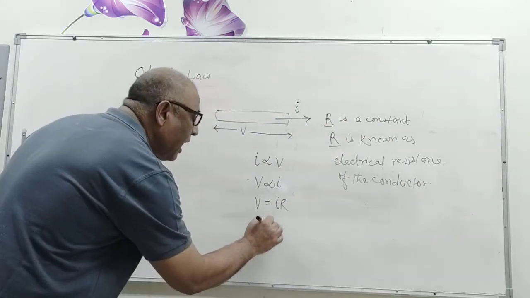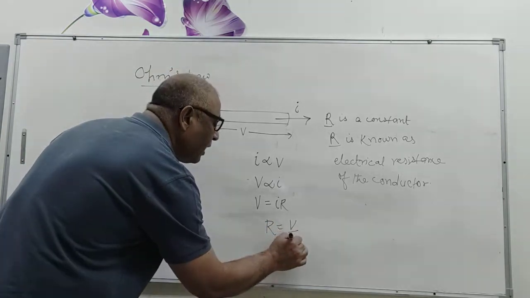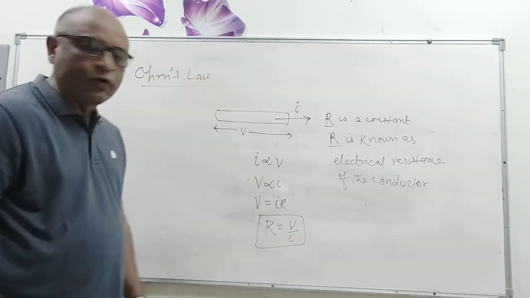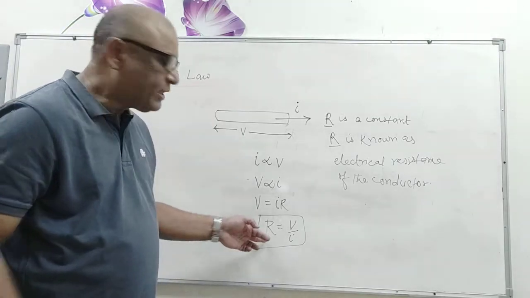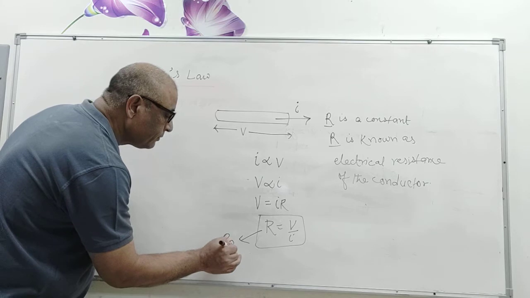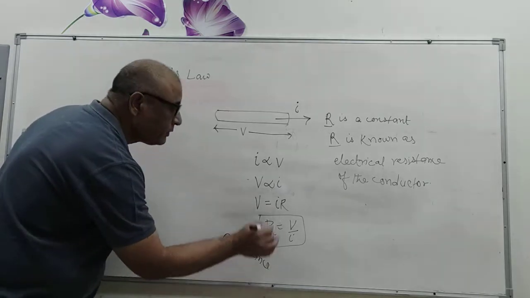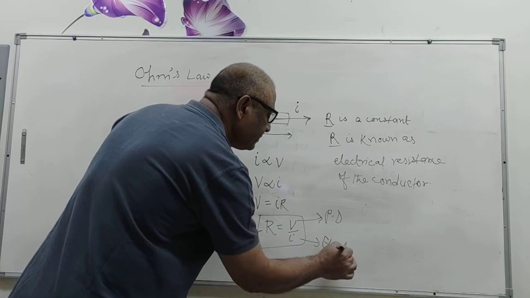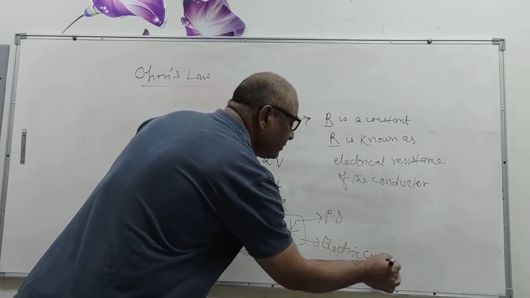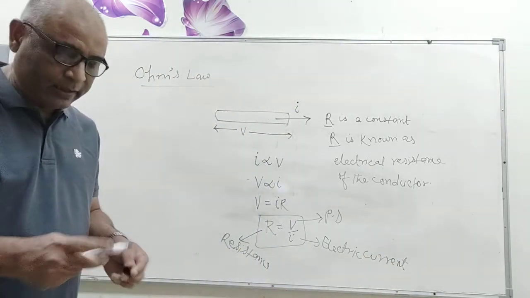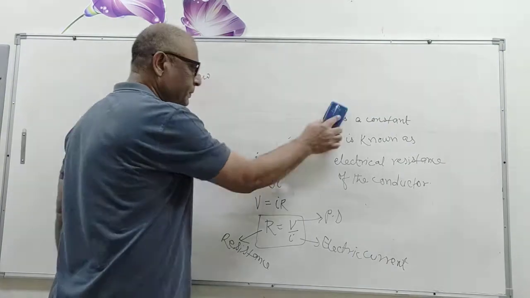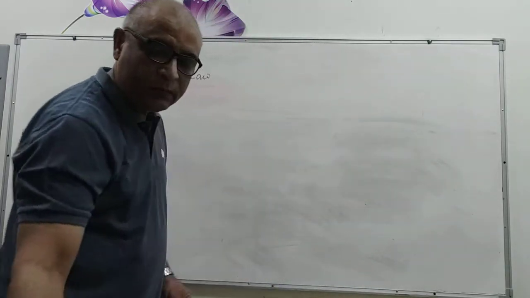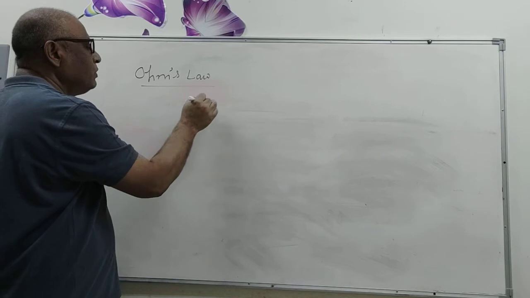Now here R equals V upon I. R equals V upon I. We get this mathematical formula from Ohm's law, where R is resistance, V is PD, potential difference, and I is electric current. Again I am writing here R equals V upon I.